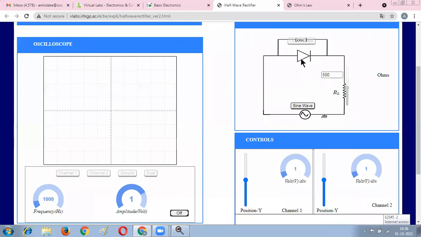So this is nothing but your experiment circuit diagram. So the diode is used. It is in series with the resistor.